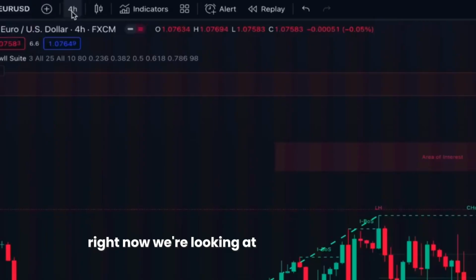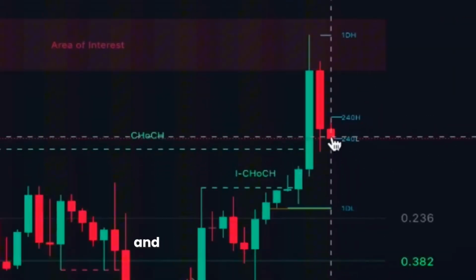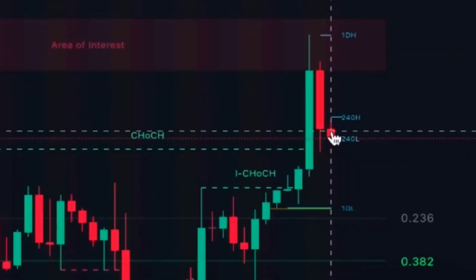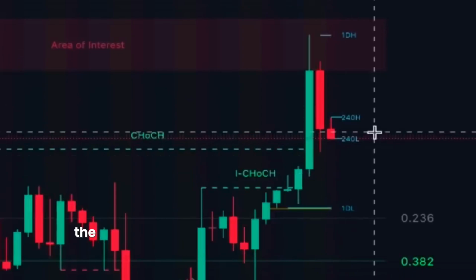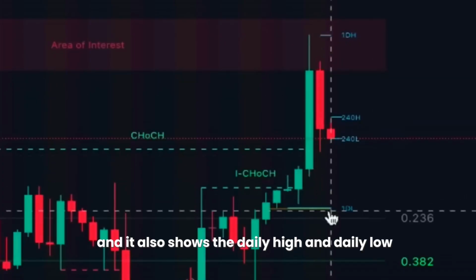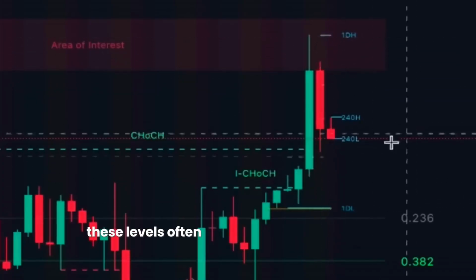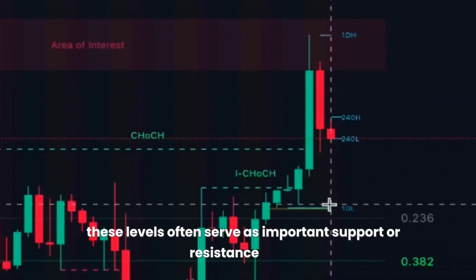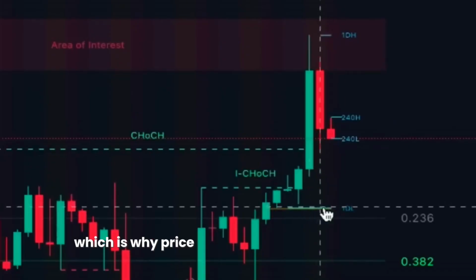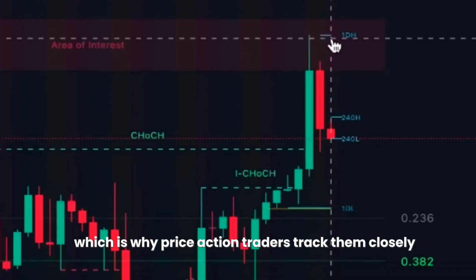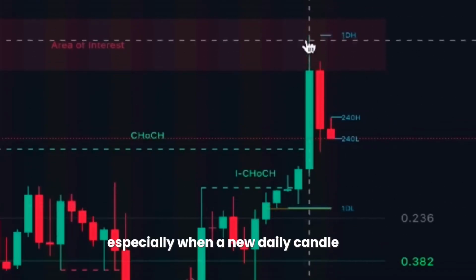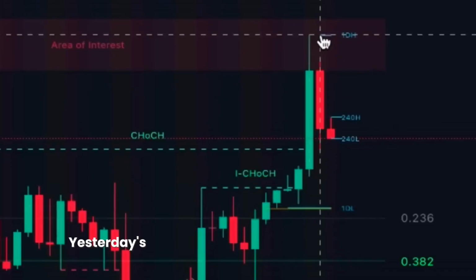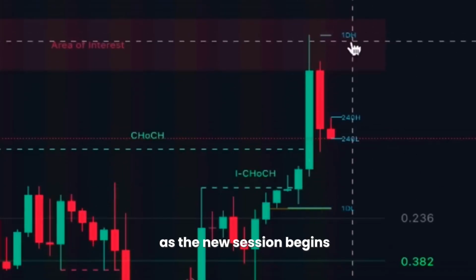Right now, we're looking at the 4-hour time frame, and this is the most recent candle. The market is currently closed. The indicator displays the high and low of the active candle, and it also shows the daily high and daily low. These levels often serve as important support or resistance zones, which is why price action traders track them closely, especially when a new daily candle opens. Yesterday's high and low remain key reference points as the new session begins.